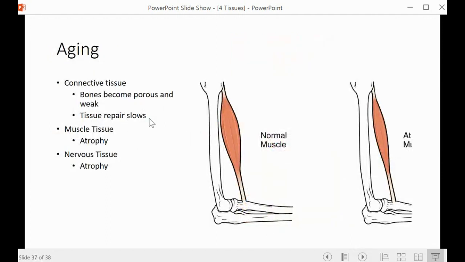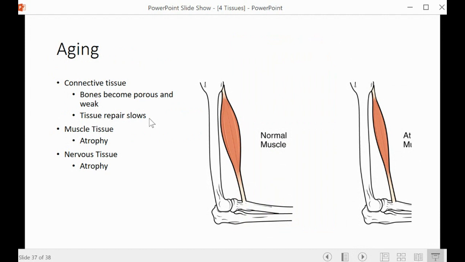What happens when we get older to all of our tissues? Well, our connective tissues, for instance, our bones are going to become porous and weak. They're going to get little holes in them. We're going to have less calcium stored there. Our tissue repair is going to slow down.